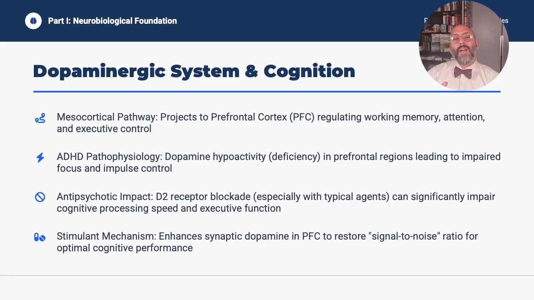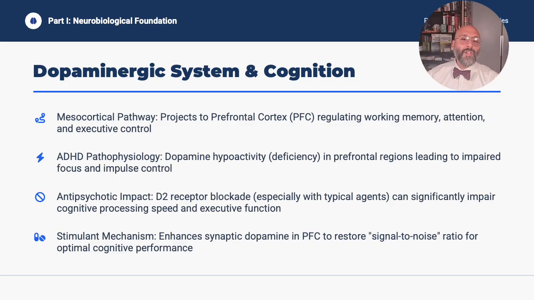Well, contrast that with what happens when we block dopamine. Think D2 receptor antagonism, especially with older, high-potency, typical antipsychotics. It doesn't just reduce psychosis. It can slow processing speed and impair executive function and blunt motivation. This is one reason patients often describe feeling cognitively dulled or slowed on certain antipsychotics. So again, we're back to trade-offs, right?